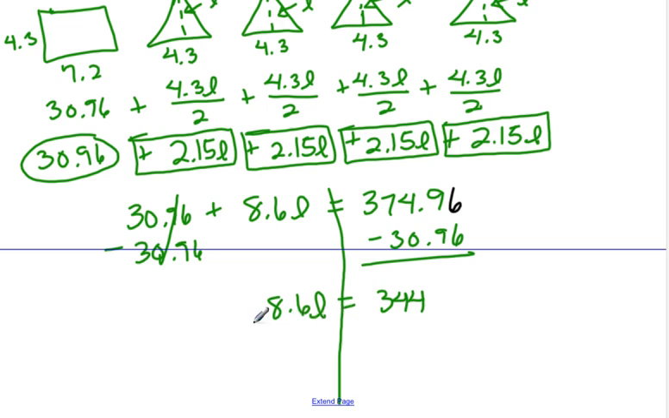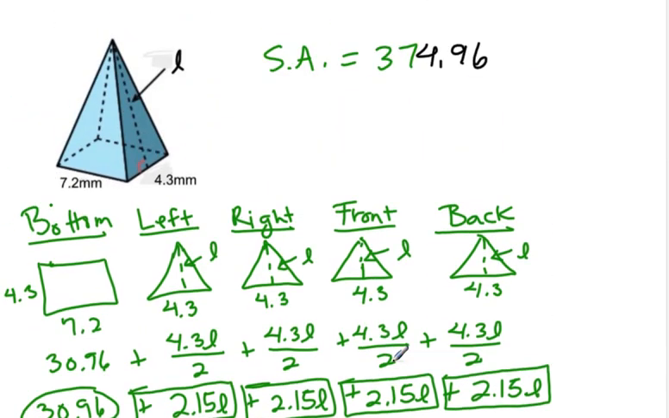And then to get L by itself, right now it's multiplying, and the opposite of multiplying is division. So divide on both sides by 8.6, and then you find that L equals 40. So the height of the triangles up here is 40 millimeters.